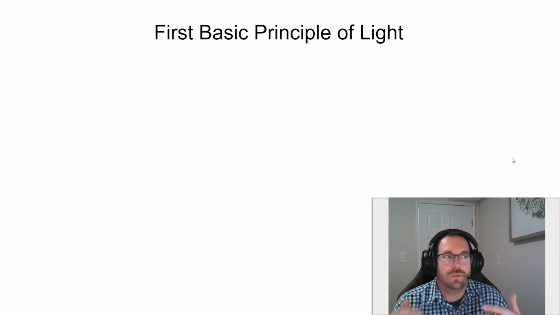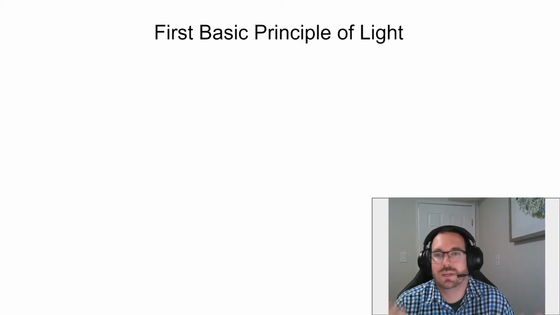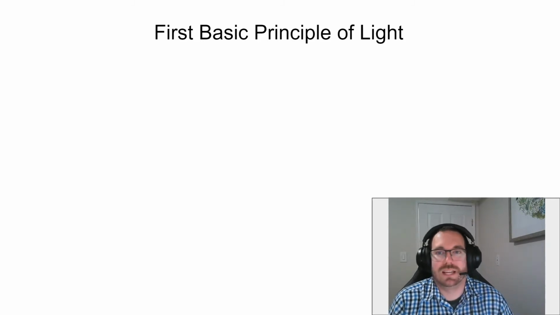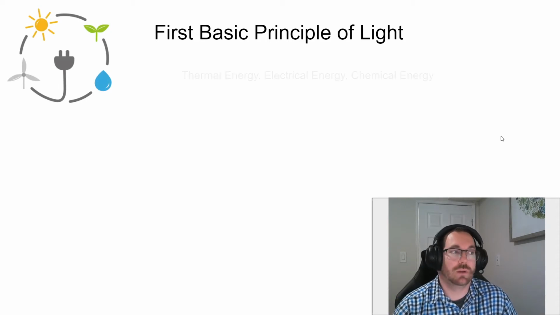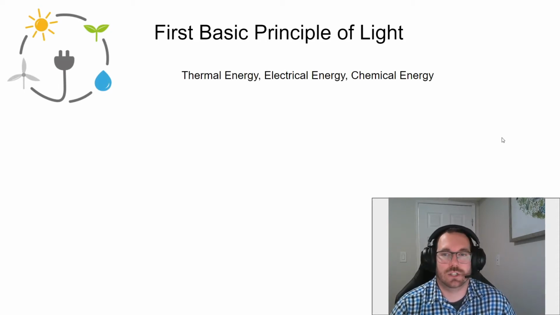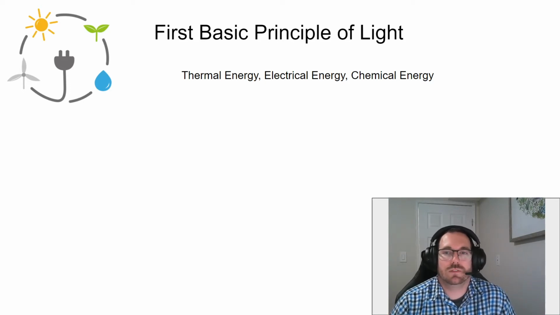Let's get into the first basic principle of light, though. We've seen and talked about how light is a form of energy, and this is really that first basic principle of light. When light is absorbed by a surface, it can be transformed into several different forms of energy. Light can be transformed into thermal energy or heat, electrical energy, which we use all the time as well, and chemical energy. For example, the absorption of sunlight by a black sweater causes that garment to gain thermal energy.